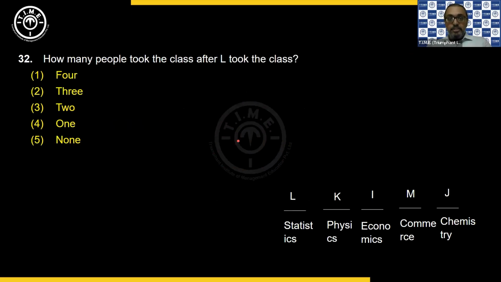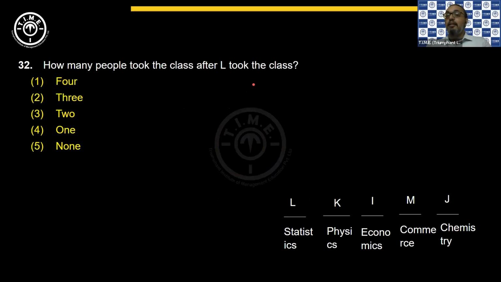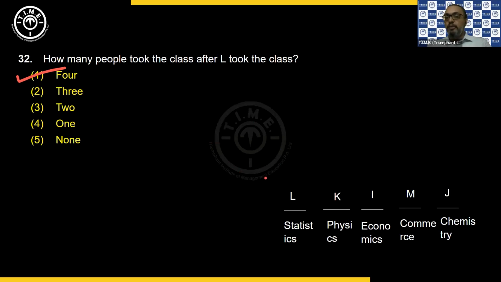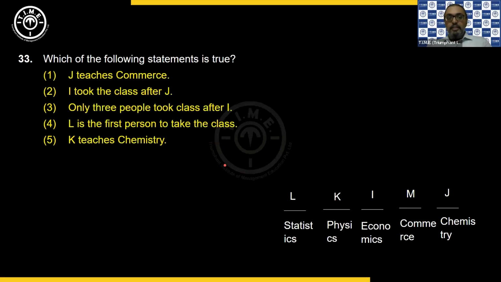Okay. Then next, how many people took the class after L took the class? So how many are after L? Correct. L is the first person to take the class. So there are 4 people after. Very good. Yes. Then, which of the following is true?